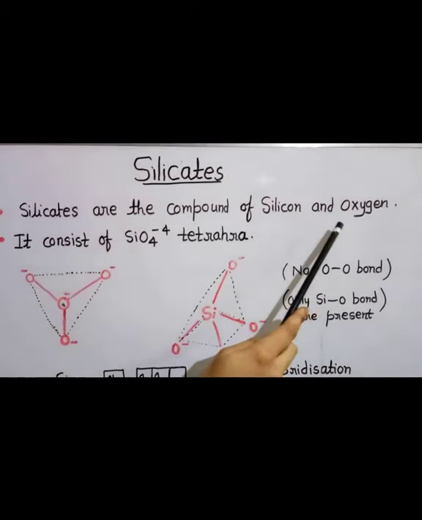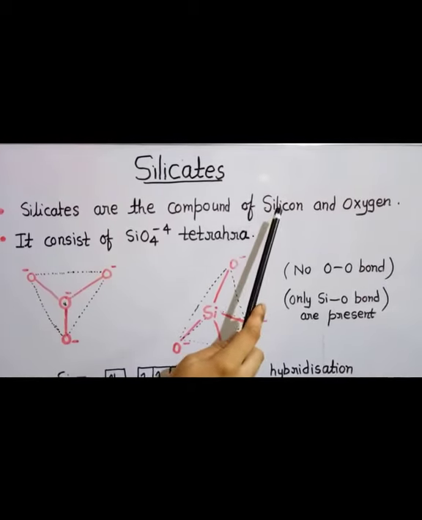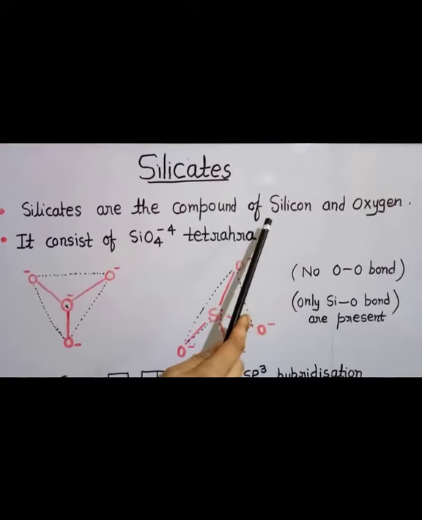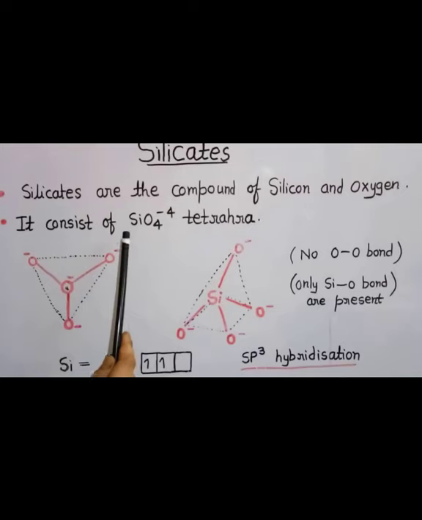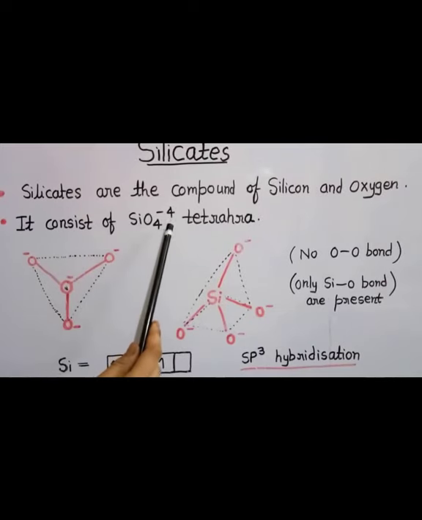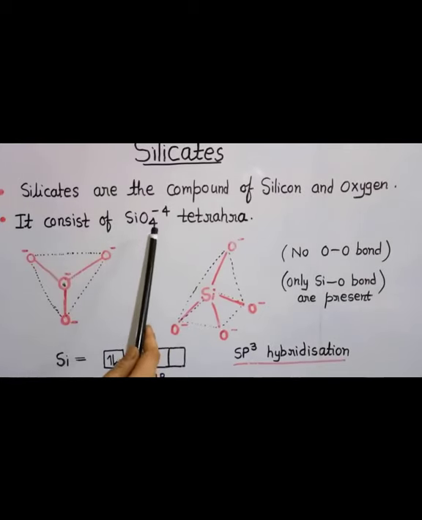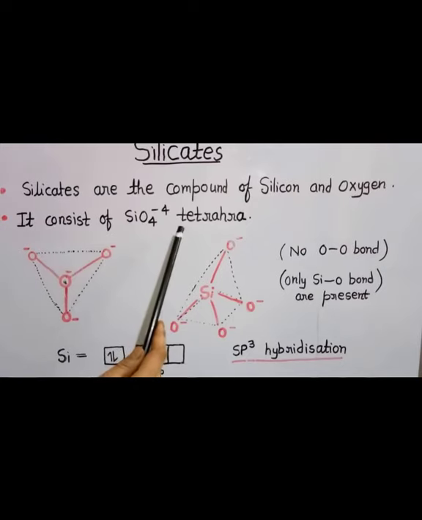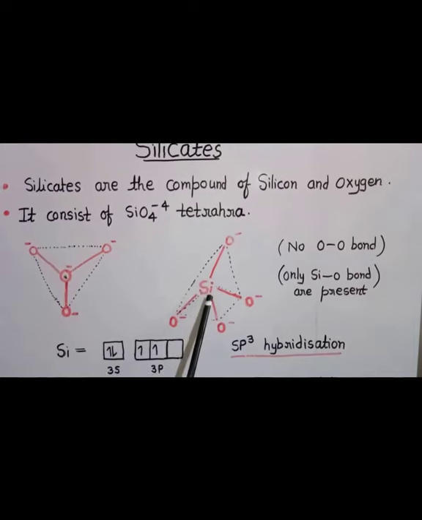Now, what are silicates? Silicates are compounds of silicon and oxygen. Silicon is Si and oxygen is O, so together they combine to give silicates. It consists of the units SiO4 4-, and its structure is tetrahedral. Now we are going to see the structure, that is, how the SiO4 4- arises.